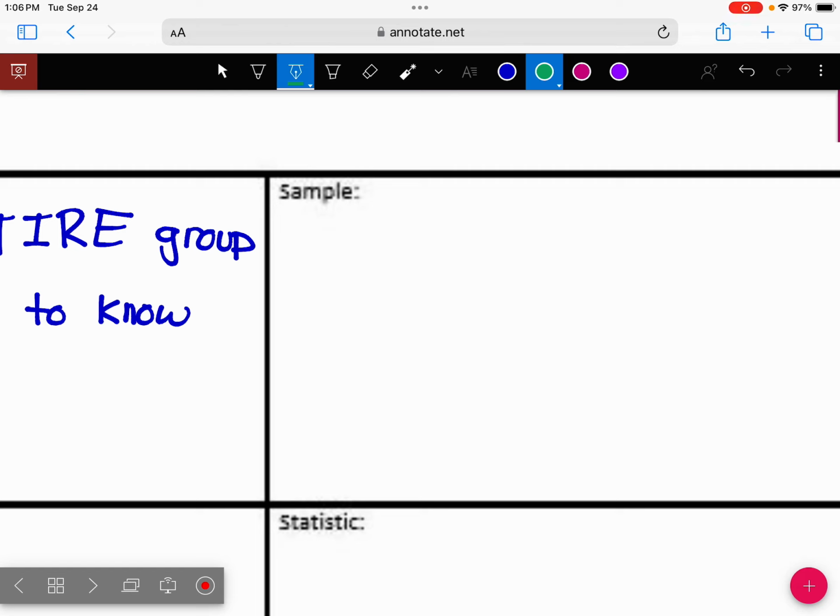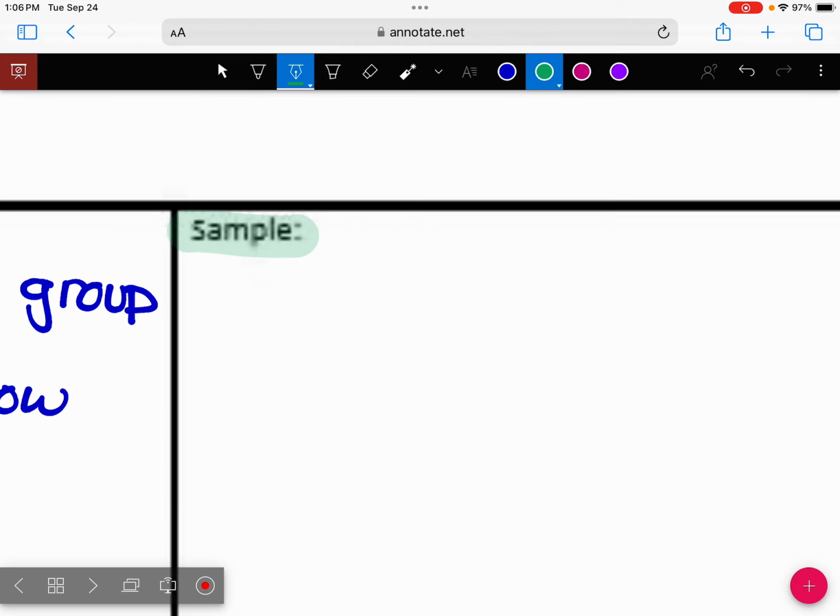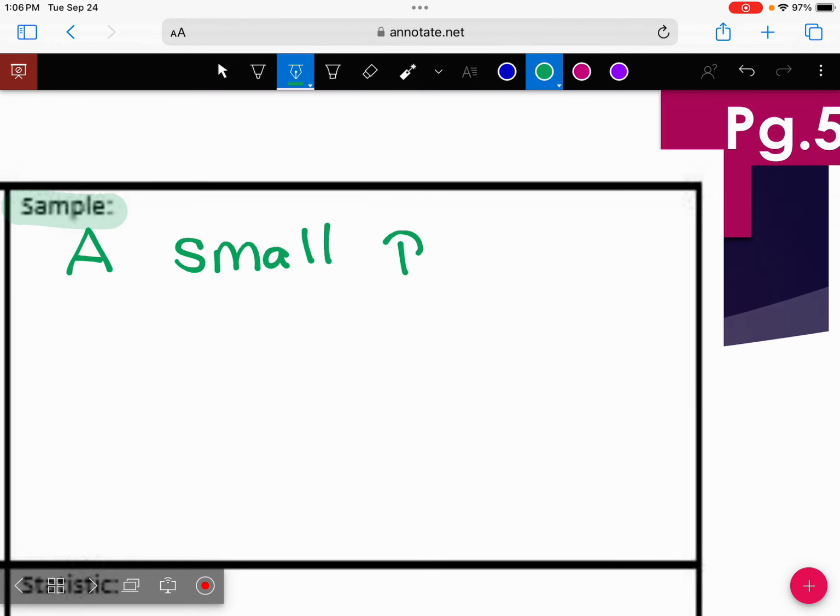So the population is the entire group we want to know about. That was a worldwide sample that was done with students. So our population for that survey we did yesterday was students from across the globe. They want to know about everybody. The sample, we took a sample yesterday. It's a part of the population, a set number. Our sample is a small portion of the population.